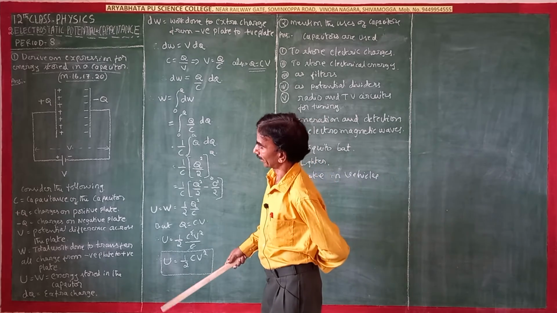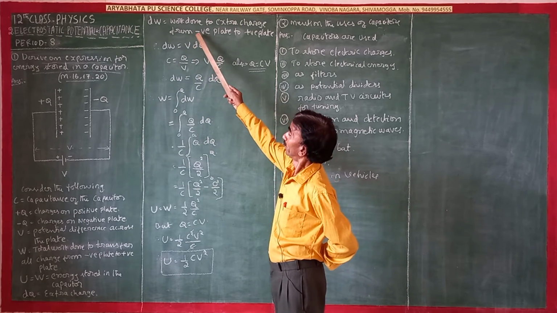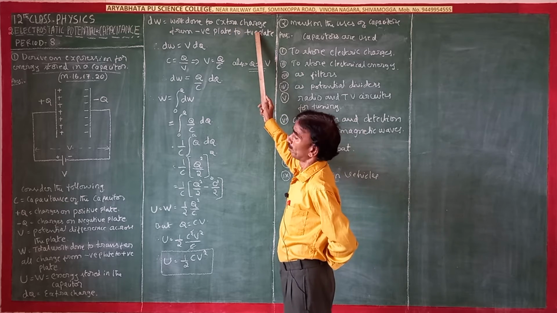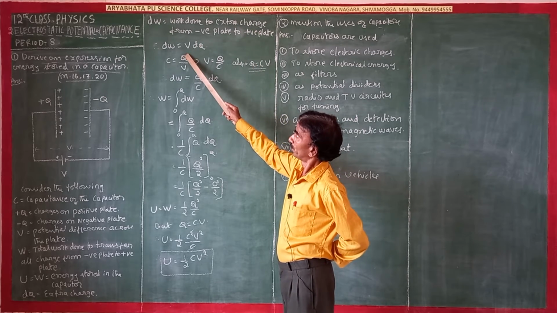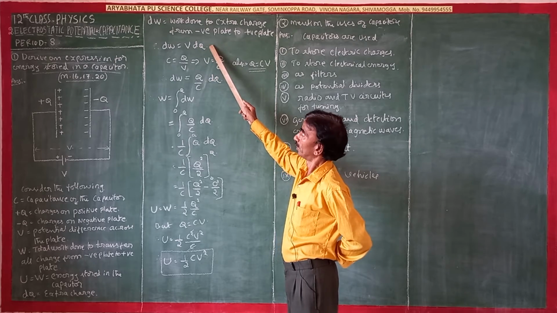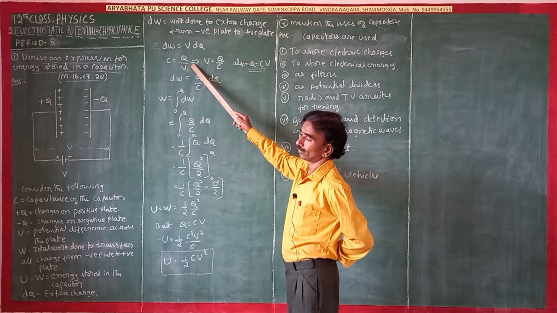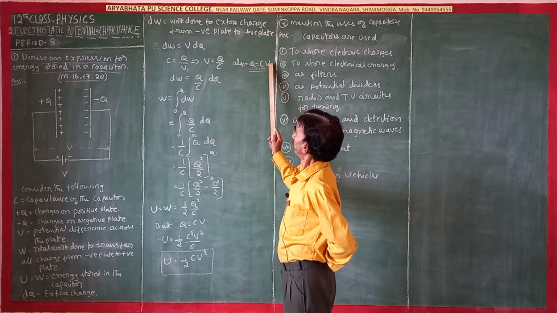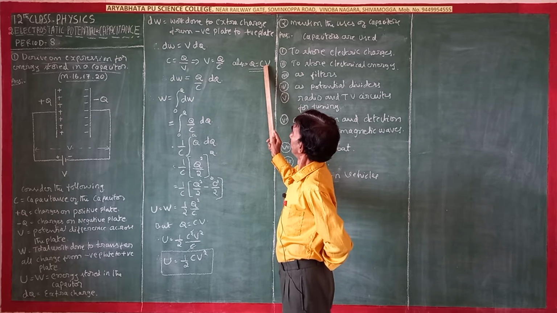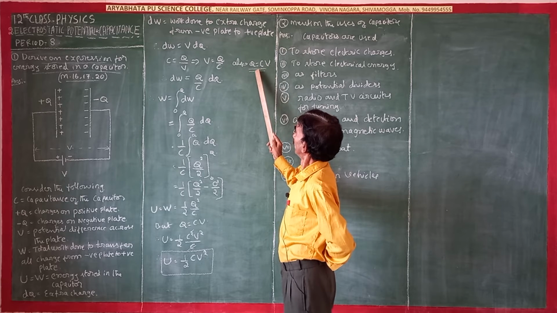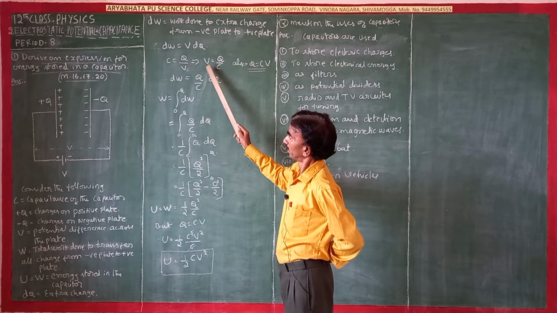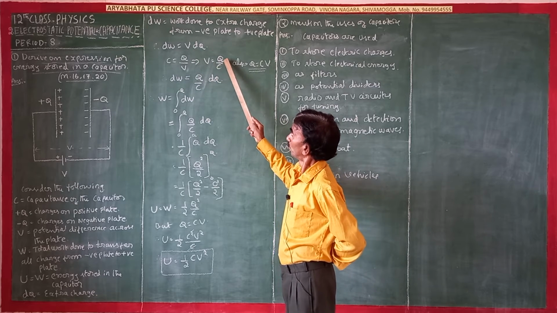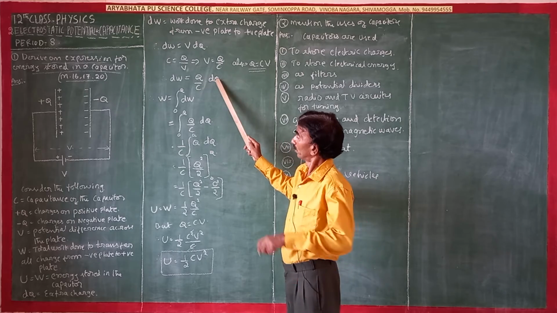Once again I am explaining from this. dW is equal to the work done to move extra charge from the negative plate to the positive plate. So dW is equal to V into dQ. C is equal to Q by V. We know this. Cross multiplying, Q is equal to CV, and if you transfer this C across, Q by C is equal to V. So dW is equal to, instead of V, we put Q by C, so Q by C into dQ.